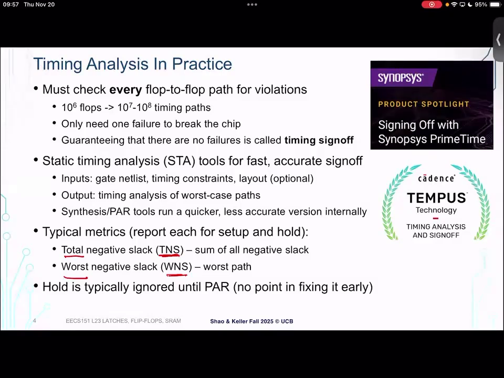Have total negative slack. That's a lot bigger than your worst negative slack. That means that you have slack all over the place. So how would you go about using that information to optimize your design? Yeah, good question.